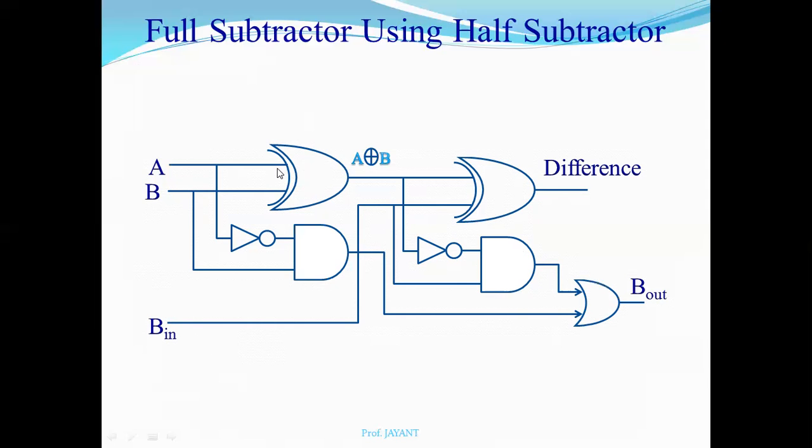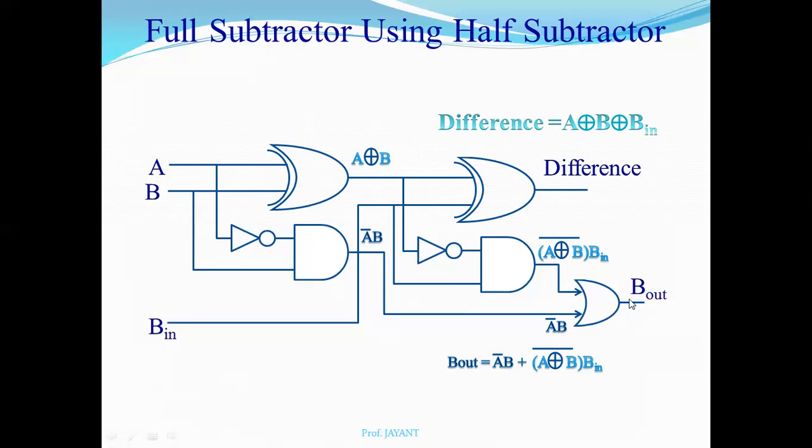If you solve this using the logic diagram, we get A XOR B here. So the difference is A XOR B, and B in is available here, so we get A XOR B XOR B in. From the other equation we get A bar B as the output. The output of that equation is A XOR B, and from the NOT gate we use its complement with B in. After solving with this logic diagram, we get A bar B, plus A XNOR B into B in. So if you solve this equation, we get A bar B plus A XNOR B times B in.